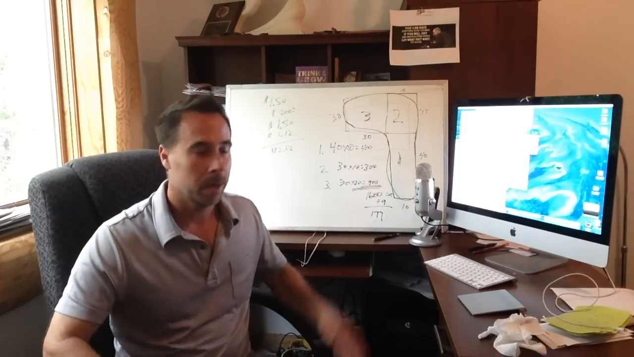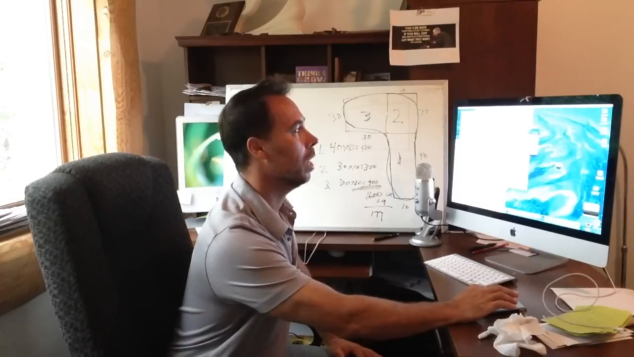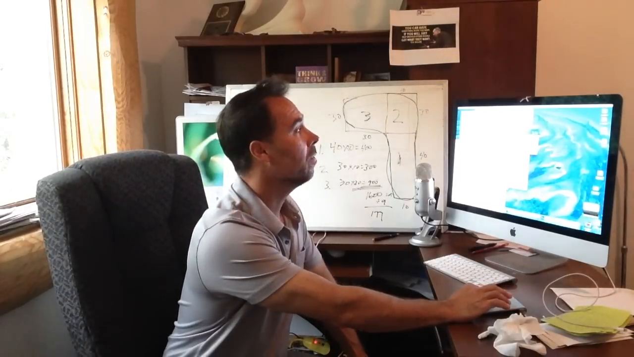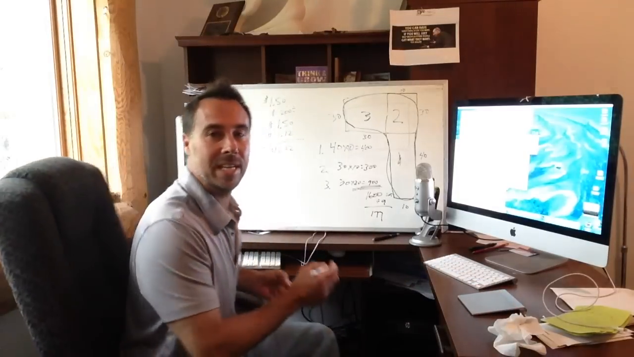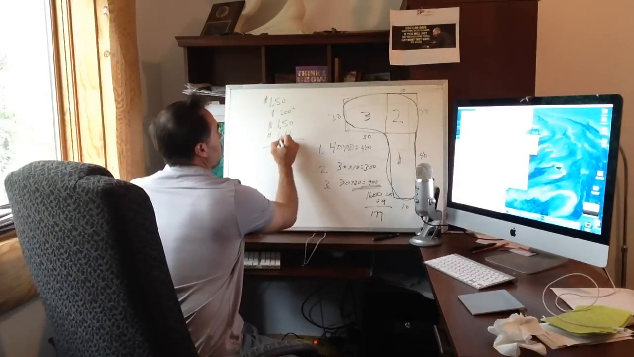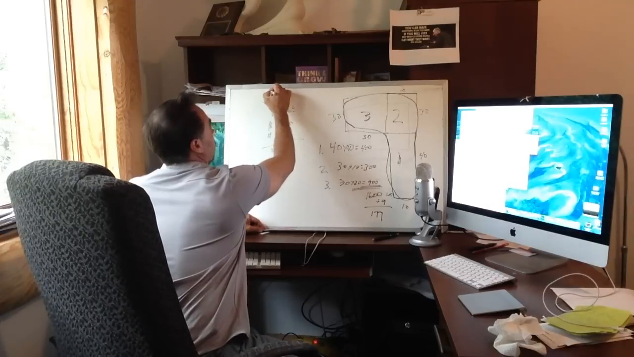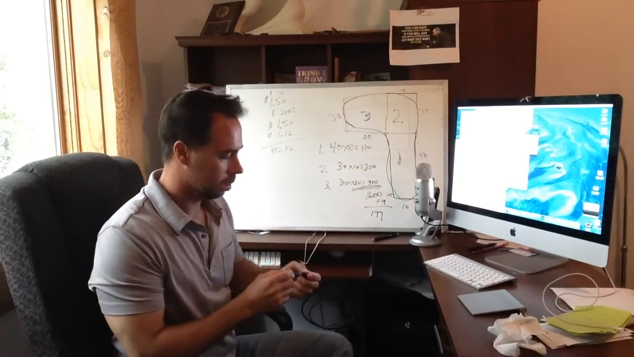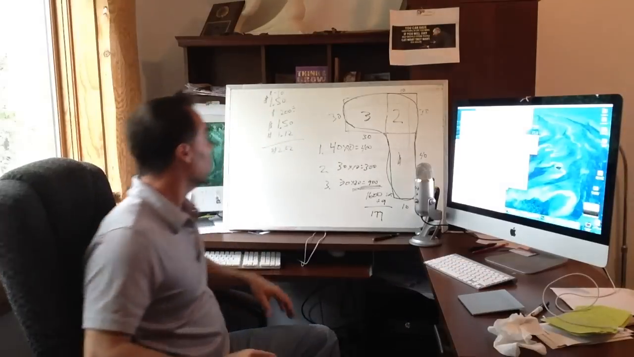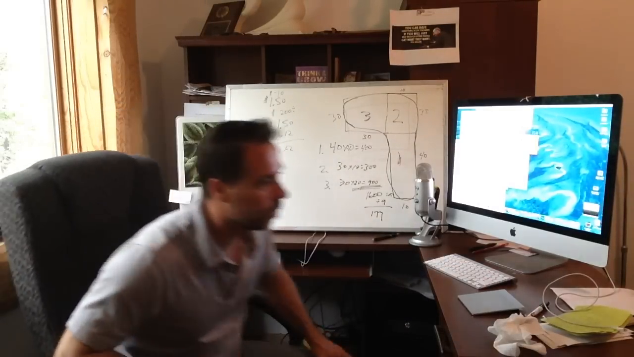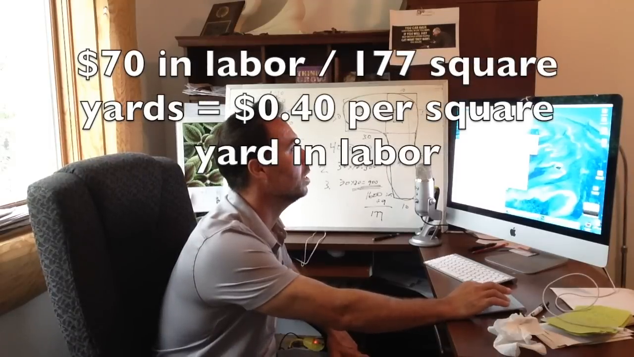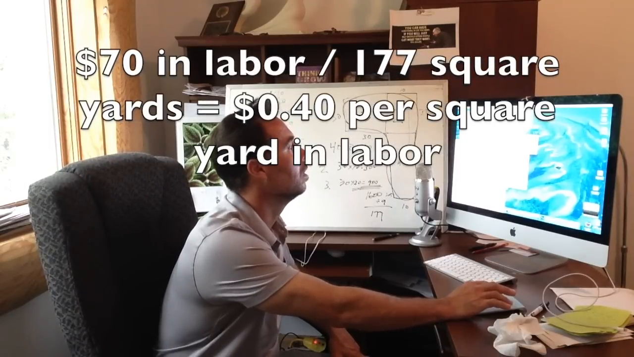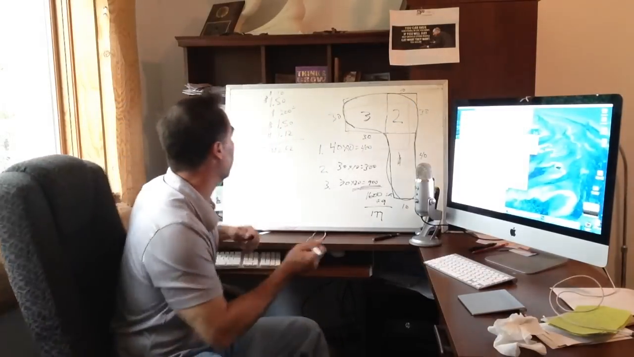How much do you pay him an hour? Let's just say it's $20 an hour. So we multiply 3.54 by 20, and that means it's going to cost us $70 to install that sod. Okay? So now we have to convert that, divide the 70 by 177. 40 cents per square yard is what it's costing us.